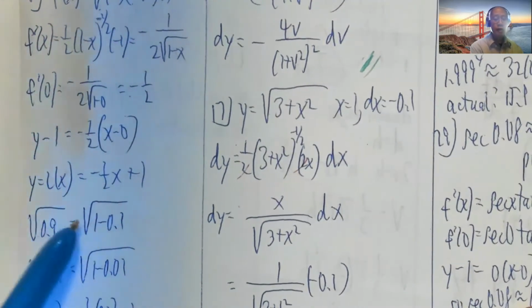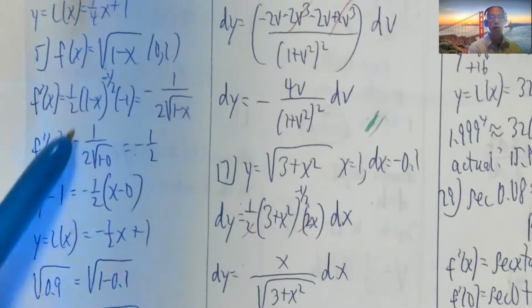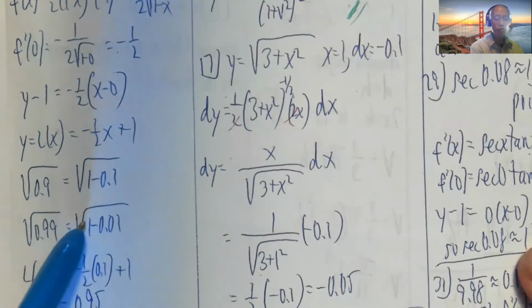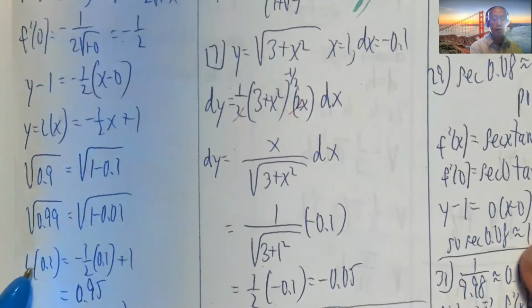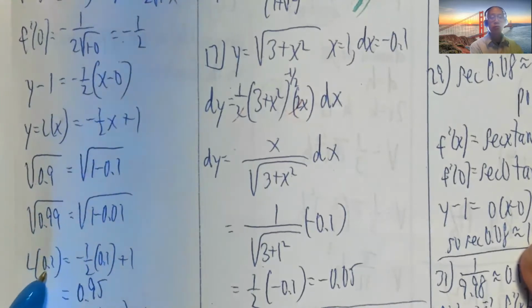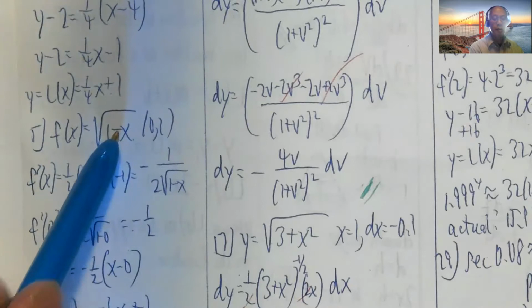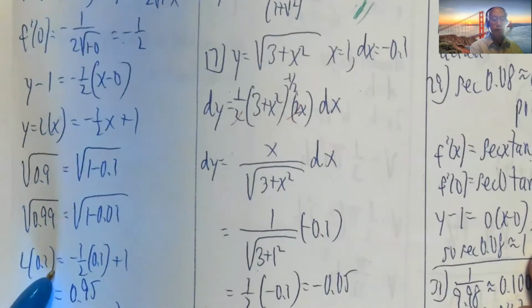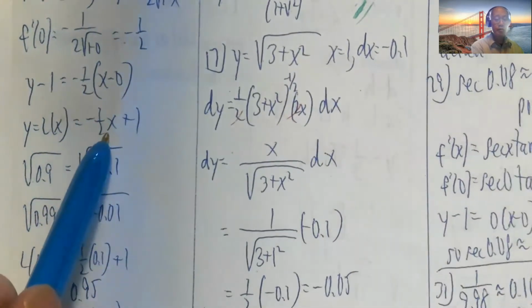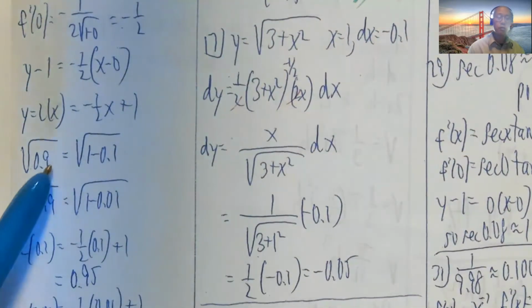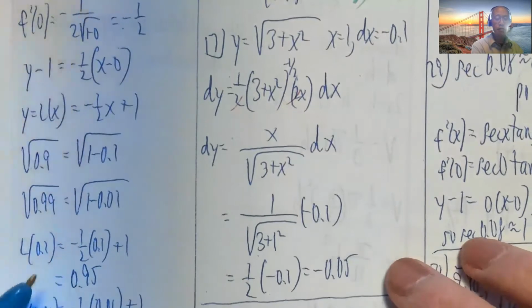Okay, square root of 0.9 is the square root of 1 minus 0.1. If you look over here how the function works. And the square root of 0.99 is the square root of 1 minus 0.01. So they want you to use L of 0.1 in the first instance, because if I plug in 0.1, I'm taking the square root of 0.9. By using the linearization, which is much easier than doing the square root function, most of us can't do weird square roots directly, but this is pretty easy to do.